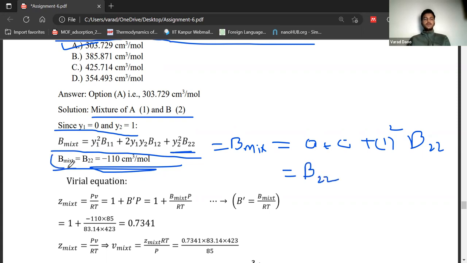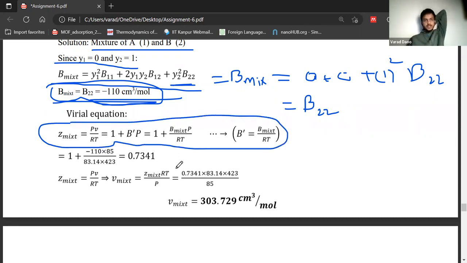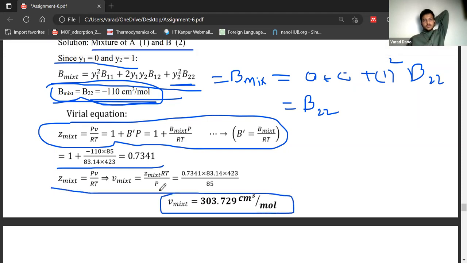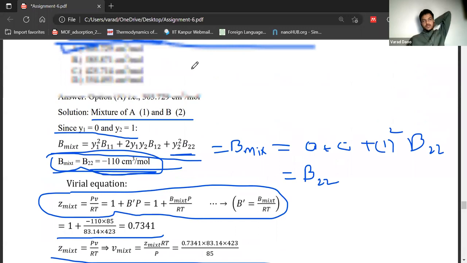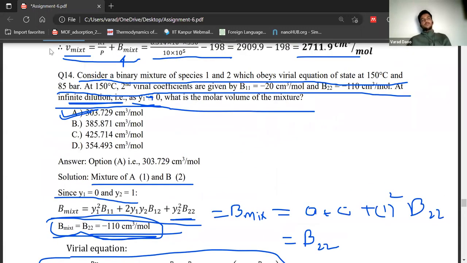Right? So we get B mixture is nothing but this, right? So then we use the functional form of the virial equation. So we know that this is the functional form. We can write it like this. B dash is nothing but B mixture by RT. So we put in the known values, right? So we put in the known values, we get this expression, and we get the volume as this, right? Which is nothing but option A, right? So I'll give you a couple of minutes to write it down, and if you have any question, you can ask.